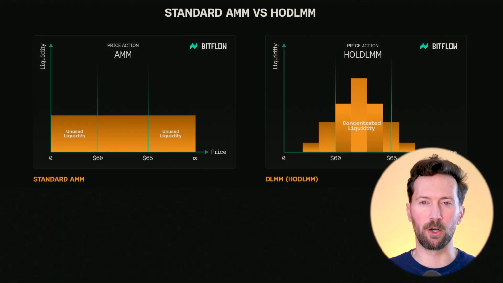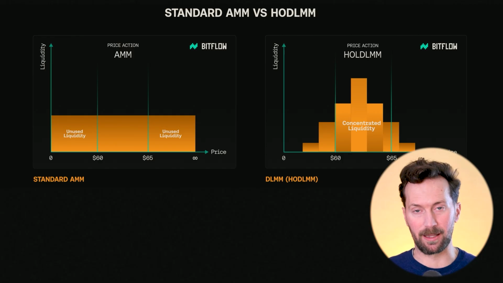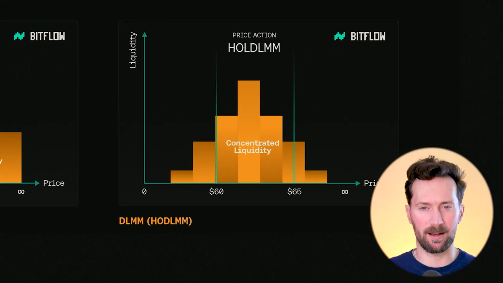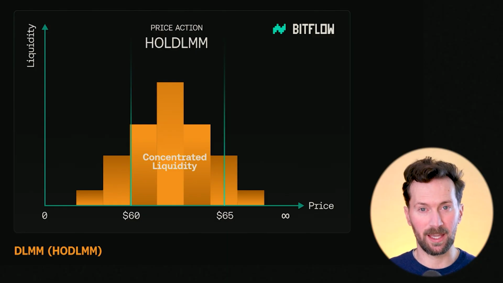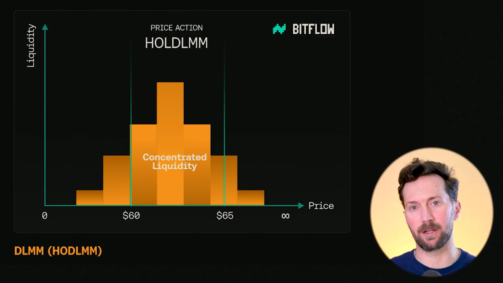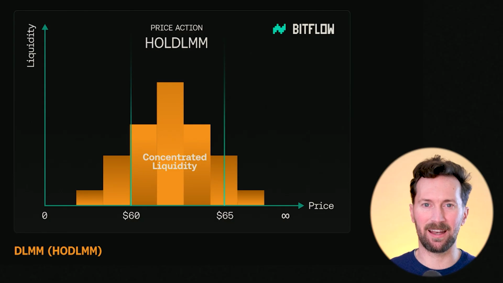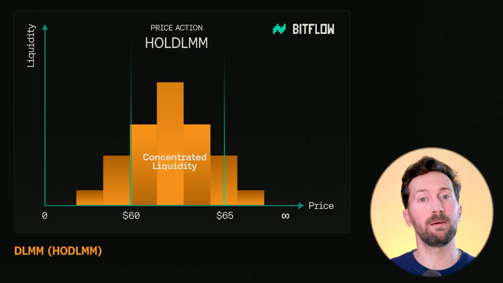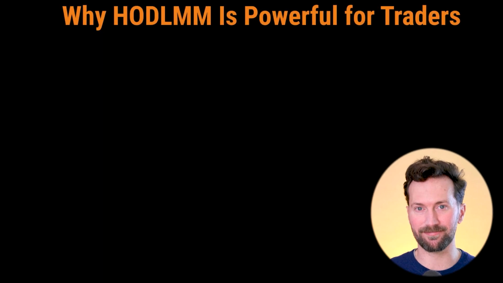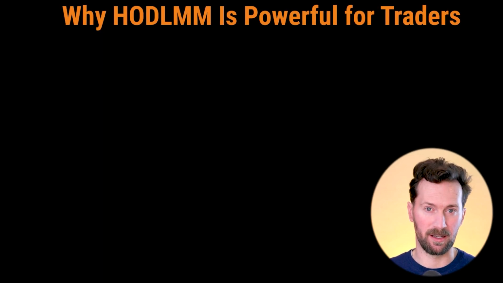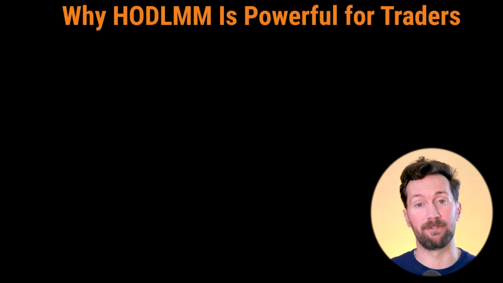So instead of spreading your liquidity from theoretically 0 to infinity, HODLMM lets you focus your capital in specific price ranges, shape your liquidity using different strategy profiles, and benefit from 0% price impact inside a single bin when trades stay within that bin. For traders, HODLMM offers 3 main benefits.